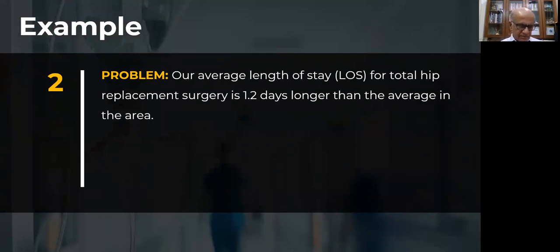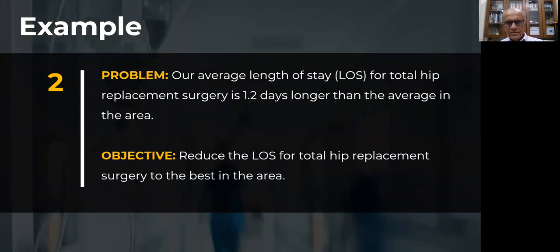Again, repeating the same problem, our average length of stay for hip replacement surgery is 1.2 days longer than the average in the area. So what is the team to do about it? Reduce the length of stay for total hip replacement surgery to the best in the area. That gives a target to the team. They know the problem and they know what is expected of them by the Quality Council.